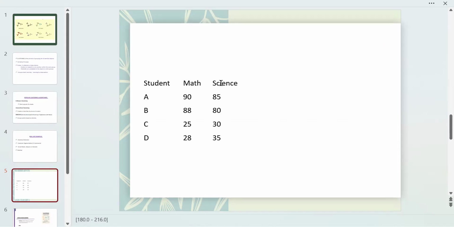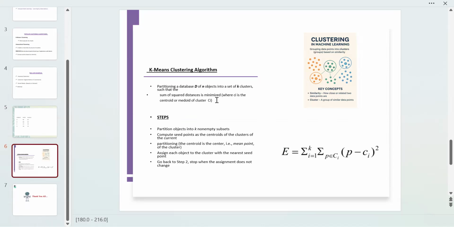So this is a simple example where we've given a table of students and the scores marked by different students in maths and science. In the K-means clustering algorithm, we use a partitioning method. Given a data set of n objects, they will be categorized into K clusters such that the sum of squared distances is minimized.